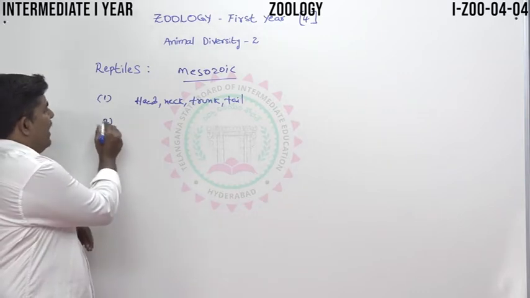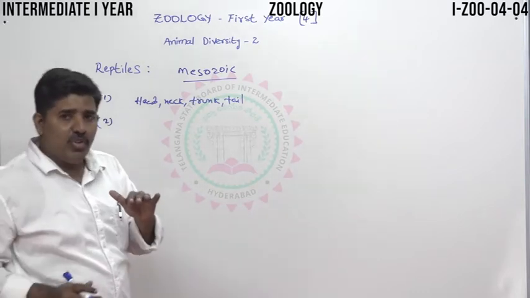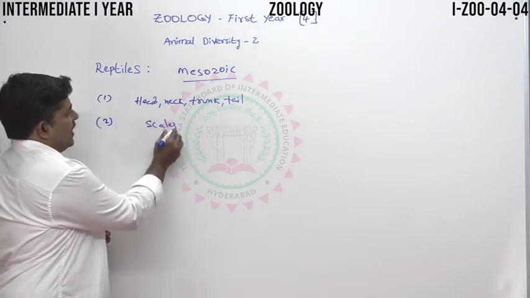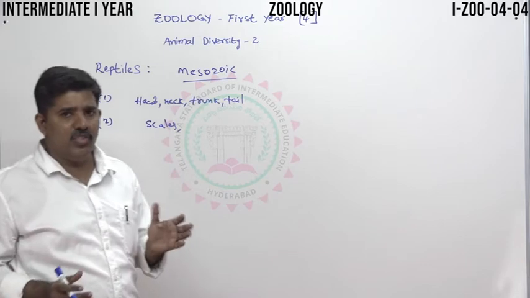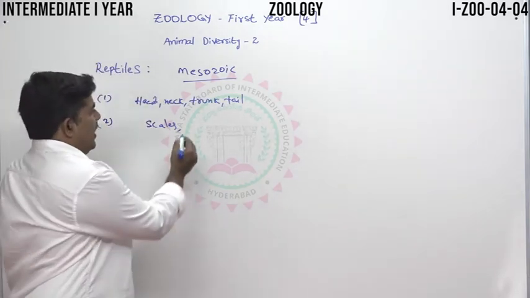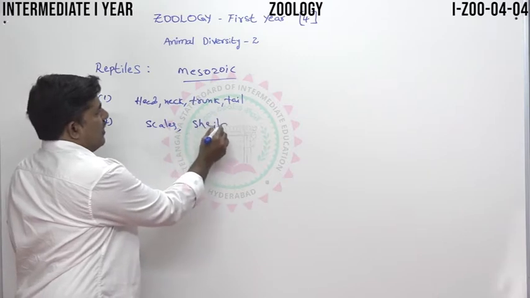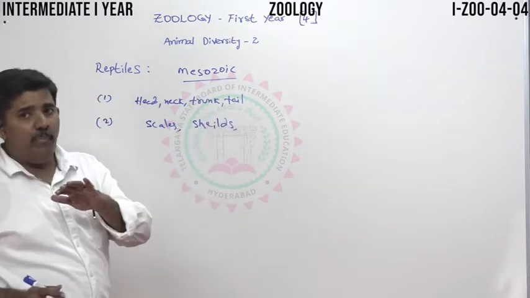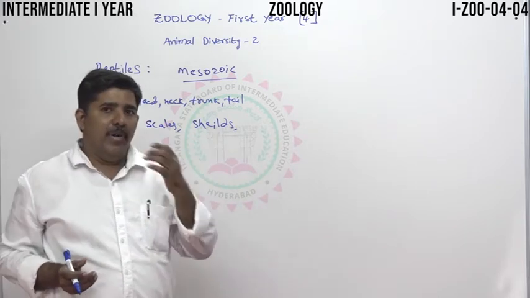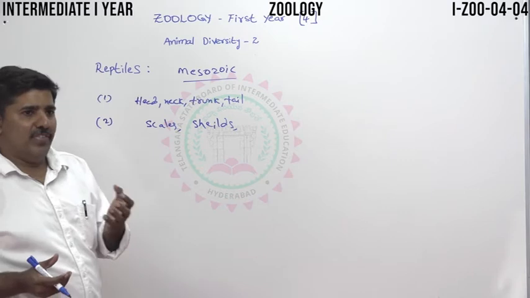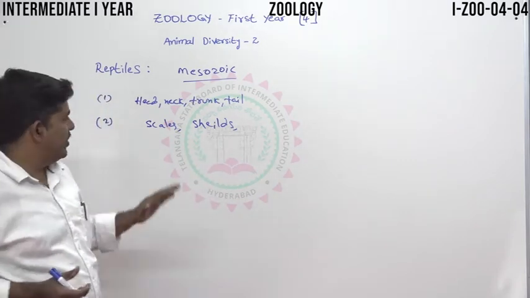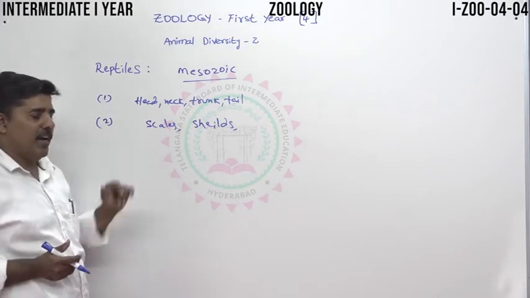Then the body is covered with the exoskeleton part called scales. Some of the species contain scales, especially snakes. We can see that snakes contain scales and shields. Especially we can see the crocodiles. The crocodile body is covered with shields, and in the Chelonia, the tortoise, different body parts are covered by the exoskeleton. So these are the exoskeleton areas of the reptiles.